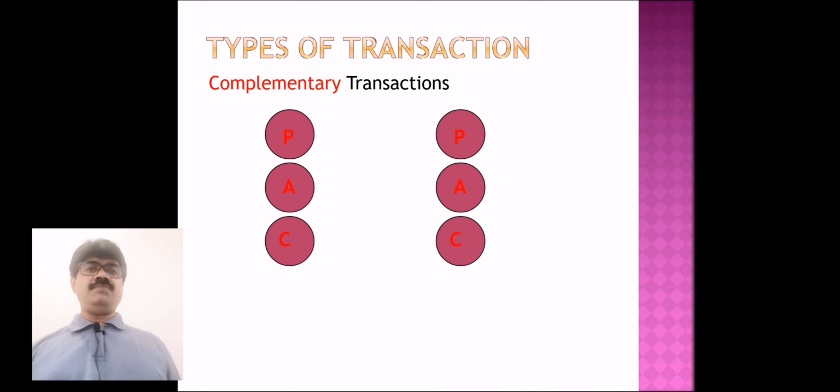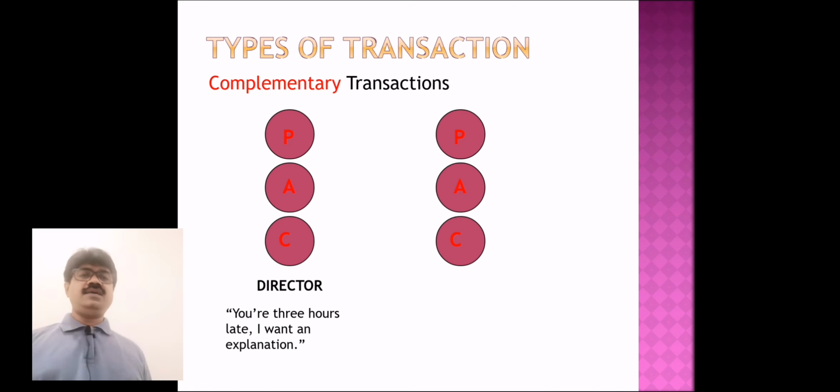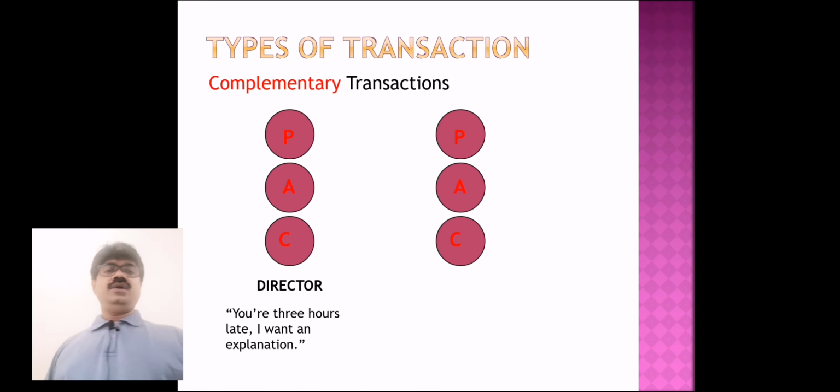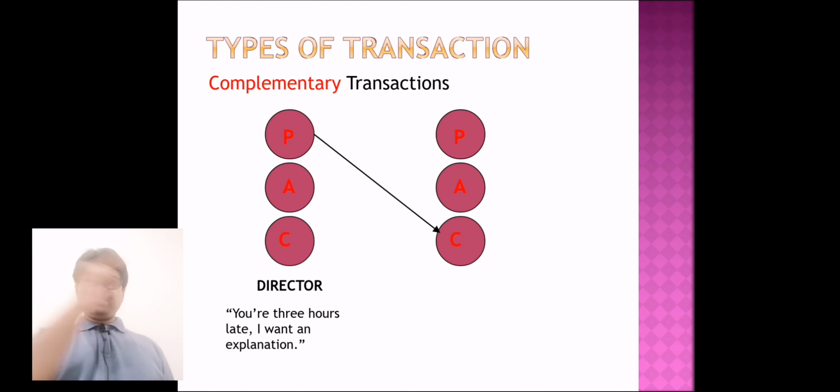First, we will have an example of a complementary transaction. Look at this. A director asks the employee, you are 3 hours late, I want an explanation. So the director is in the parent ego, and he has put the employee next to him in a child ego. He is behaving as a parent and he has put his employee as a child. So this is a parent to child stroke.